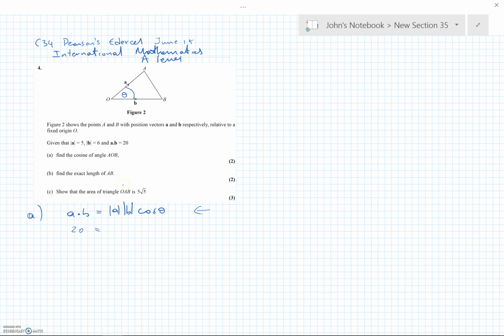Mod A, which basically means magnitude of A, or length of A even, is 5. Mod B, magnitude or length of B, is 6. Cos theta. So there we go. Cos theta is 20 over 30, which is 2 over 3. That's it. Nothing more to it than that.